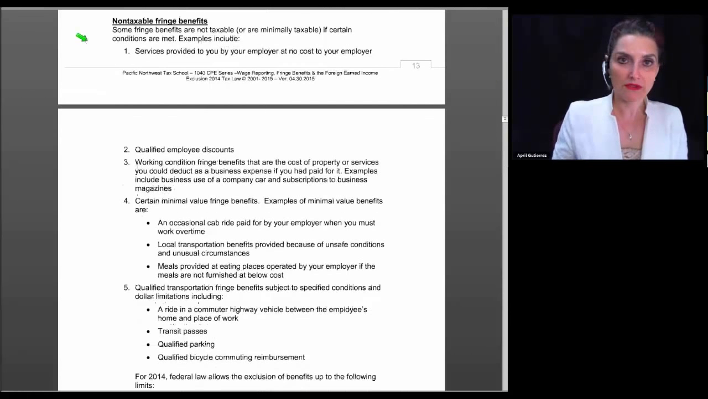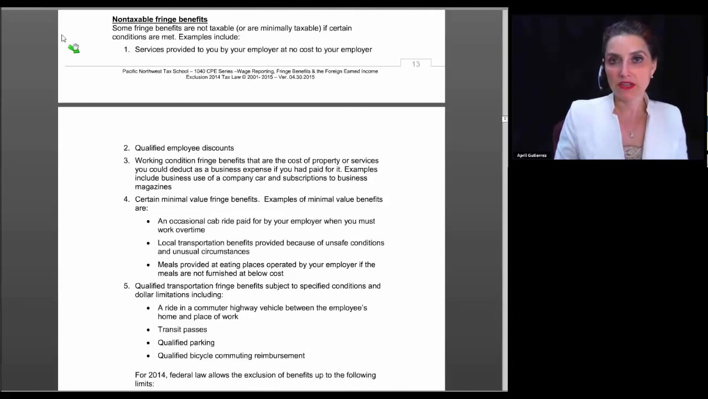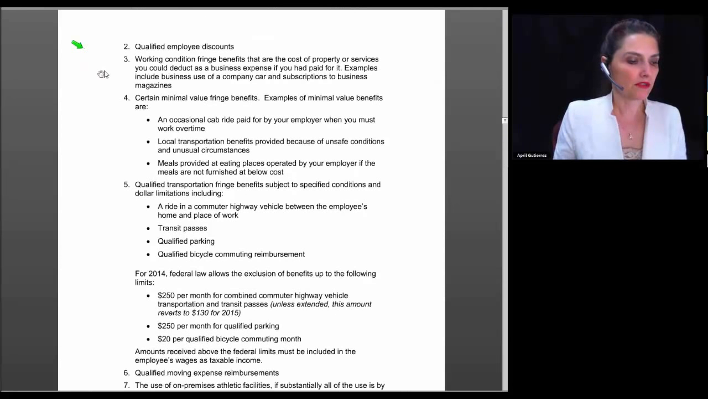There are a few out there that an employer can pay for an employee and then not have to treat as wages paid to the employee. Examples include services provided to you by your employer at no cost to your employer, qualified employee discounts, working condition fringe benefits that are the cost of property or services that you could deduct as a business expense if you had paid for it. Examples include business use of a company car and subscriptions to business magazines.